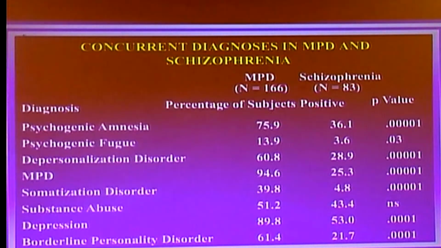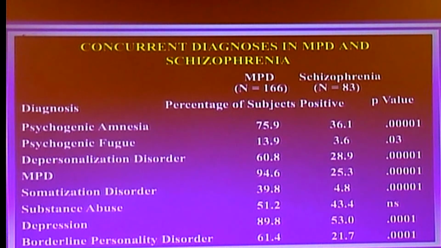How about dissociative disorders? Now this is according to the structured interview. So you'll see that there's 166 people with clinical diagnosis of MPD, of whom the structured interview says 94.6% have MPD. That's because no structured interview is perfect and no structured interview picks up everybody. But that's good. Almost everybody has MPD clinically and on the structured interview. But look at the people with schizophrenia. A quarter of them come up meeting criteria for multiple personality disorder. And also they have the other dissociative disorders.